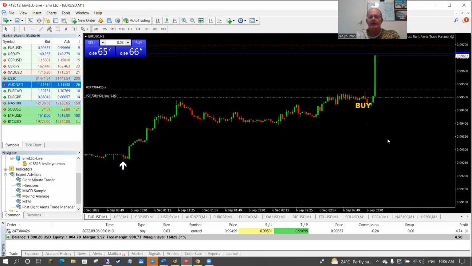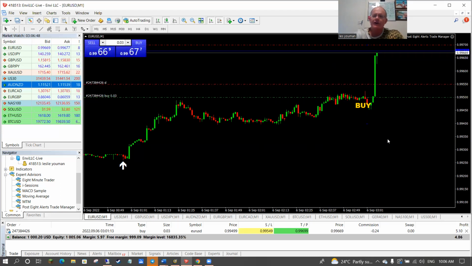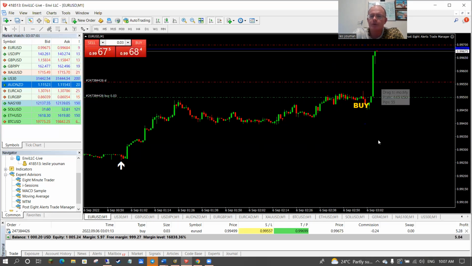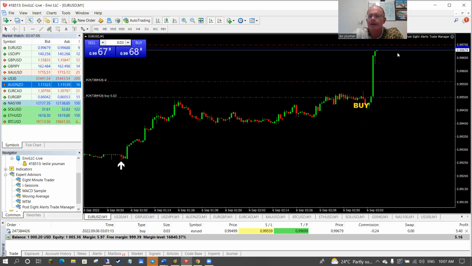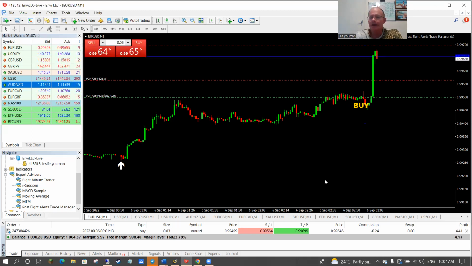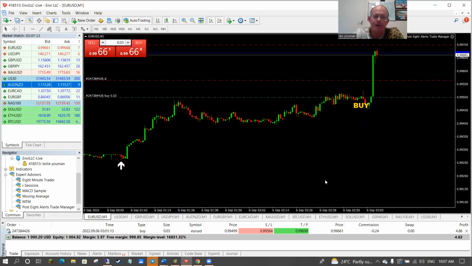So now this trade here, this is the very first trade I have taken out on the post 8 alert scalper. And already I can't lose. Worst I can do is $1.65, which is 0.16% profit. But it's coming down now, but it's looking like it could very well hit the take profit as well. So a great start.